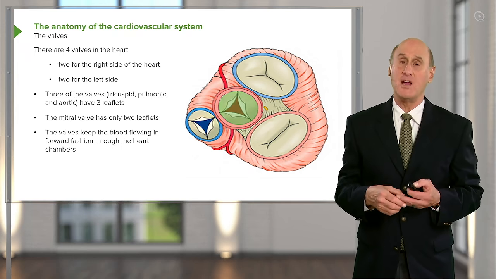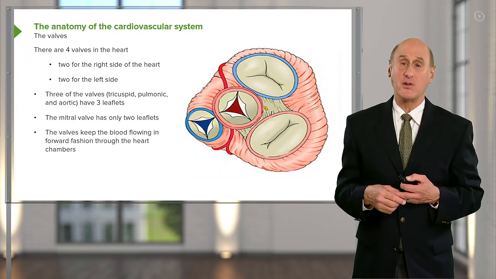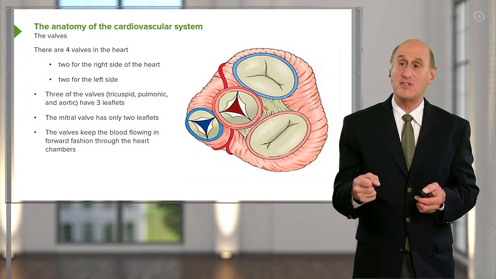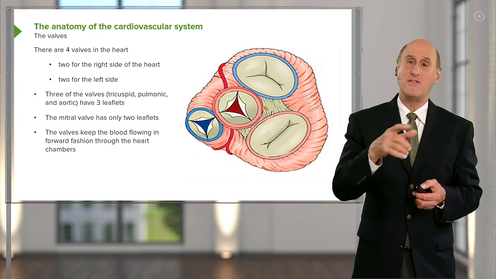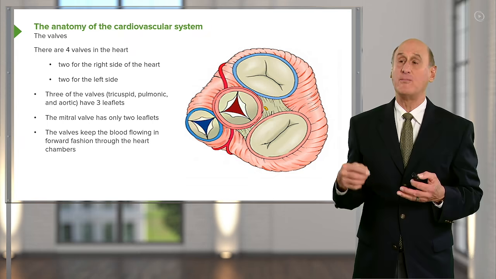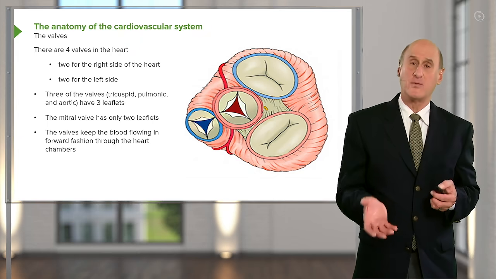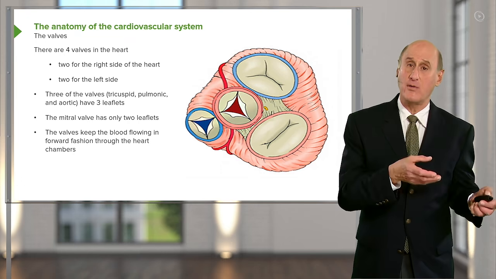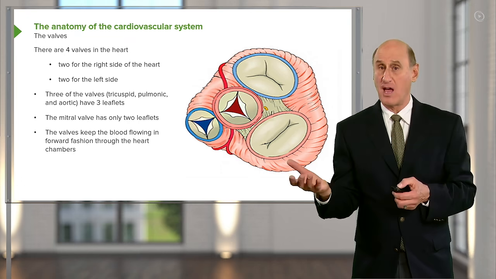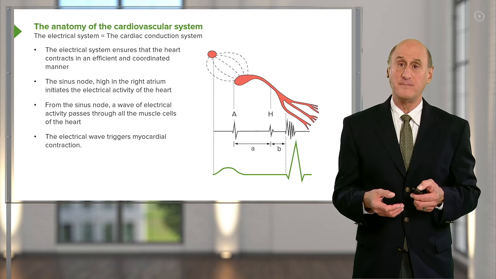So what we're seeing here is right and left ventricular systole, that is squeeze, systole is squeeze, and you see that the pulmonary valve, pulmonic valve, and the aortic valve are open and blood is flowing respectively into the pulmonary artery through the pulmonic valve and into the aorta through the aortic valve.